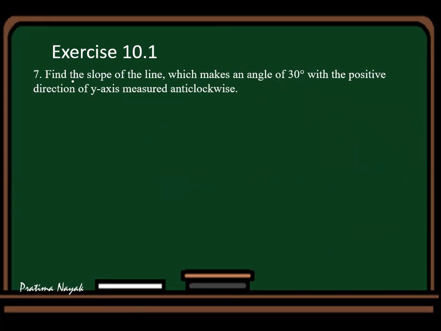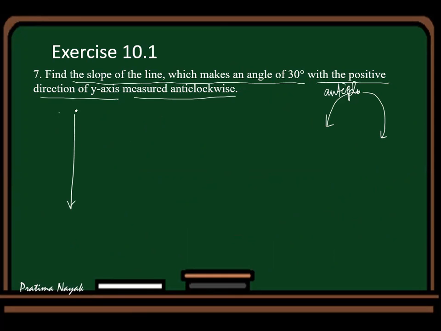Question number 7. Find the slope of a line which makes 30 degree with positive direction of y-axis measured anti-clockwise. Okay, so this is clockwise. Opposite will be anti-clockwise. Now let me draw the coordinate axes. This is positive x-axis, this is negative x-axis. This is positive y-axis, this is negative y.